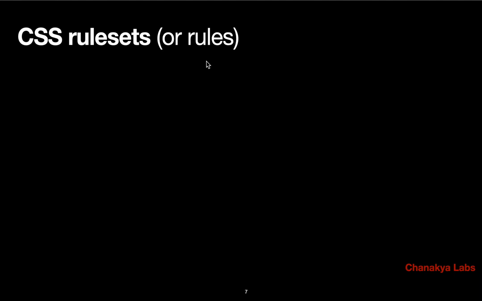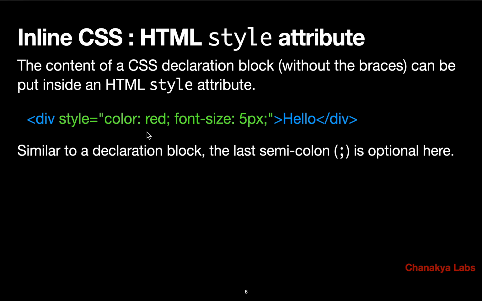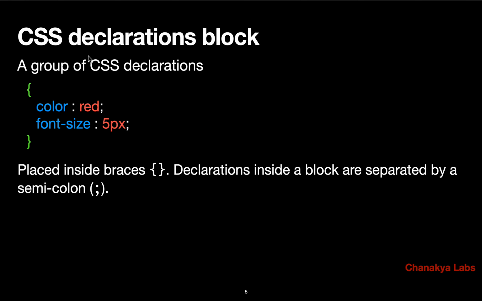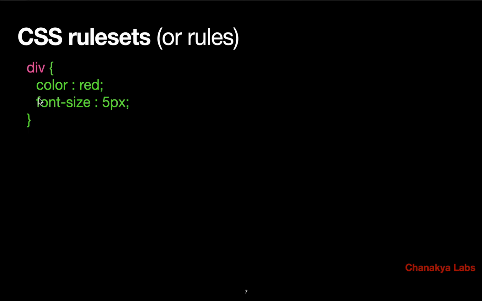Now we'll talk about something called rules. This is somewhat confusing. Some people call this thing, color red, a rule, but that is wrong. Actually, this thing is a declaration, and when we put a set of declarations together like this, it is called a declaration block. And if we put a selector in front of it, then it is called a rule set, or a rule. A rule set is also known as a rule.